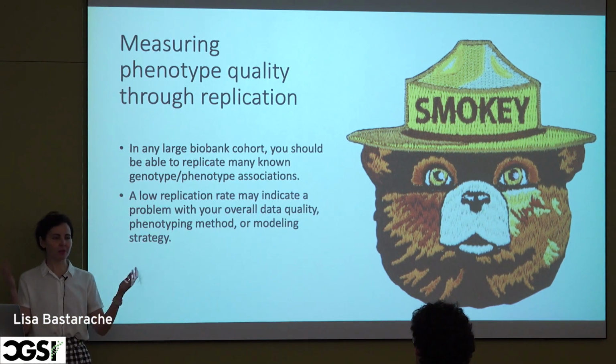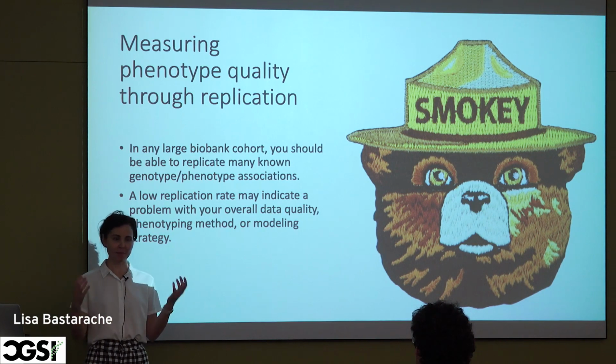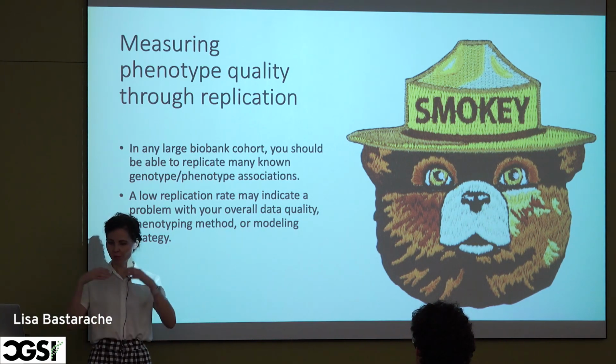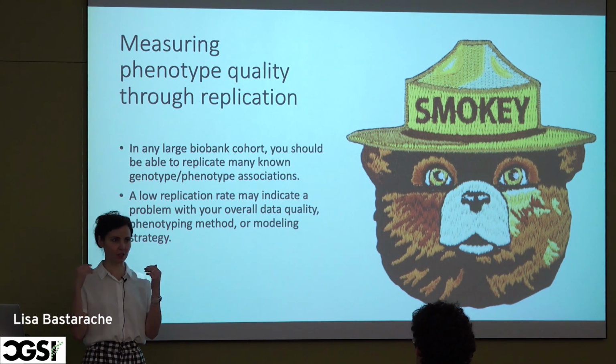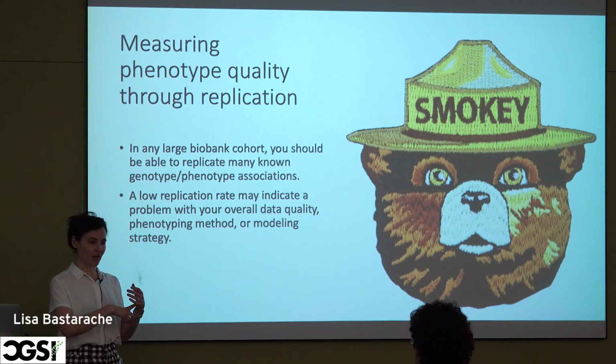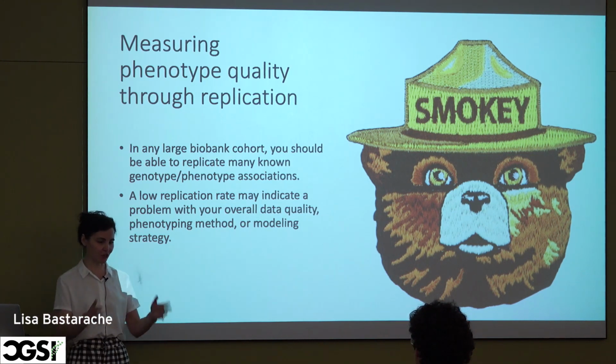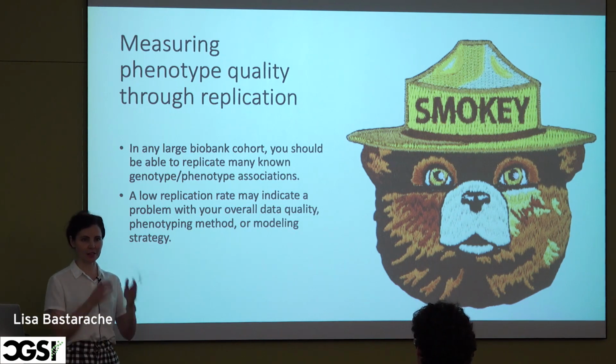And if you're unable to replicate a lot of these associations, that may indicate some sort of data quality problem. Now, low replication in this context isn't going to point you exactly to what the problem is, but it's going to give you at least a yellow or a red light to say slow down, there may be something going on with your data because you're not seeing the patterns in this data that you expect to see.